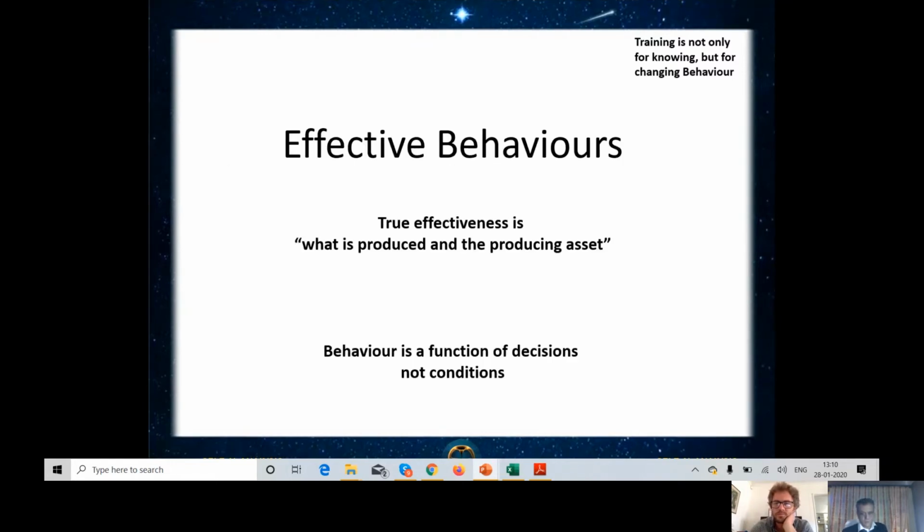What is effectiveness? We have heard about effectiveness. We have heard about efficiency, right? Now, what is effectiveness? Here's a simple definition. True effectiveness is what is produced and the producing asset. A simple example would be a hen which gives you eggs. The egg is your product, and that hen is your production asset. You follow? The egg is the product, and the asset is the hen, right?